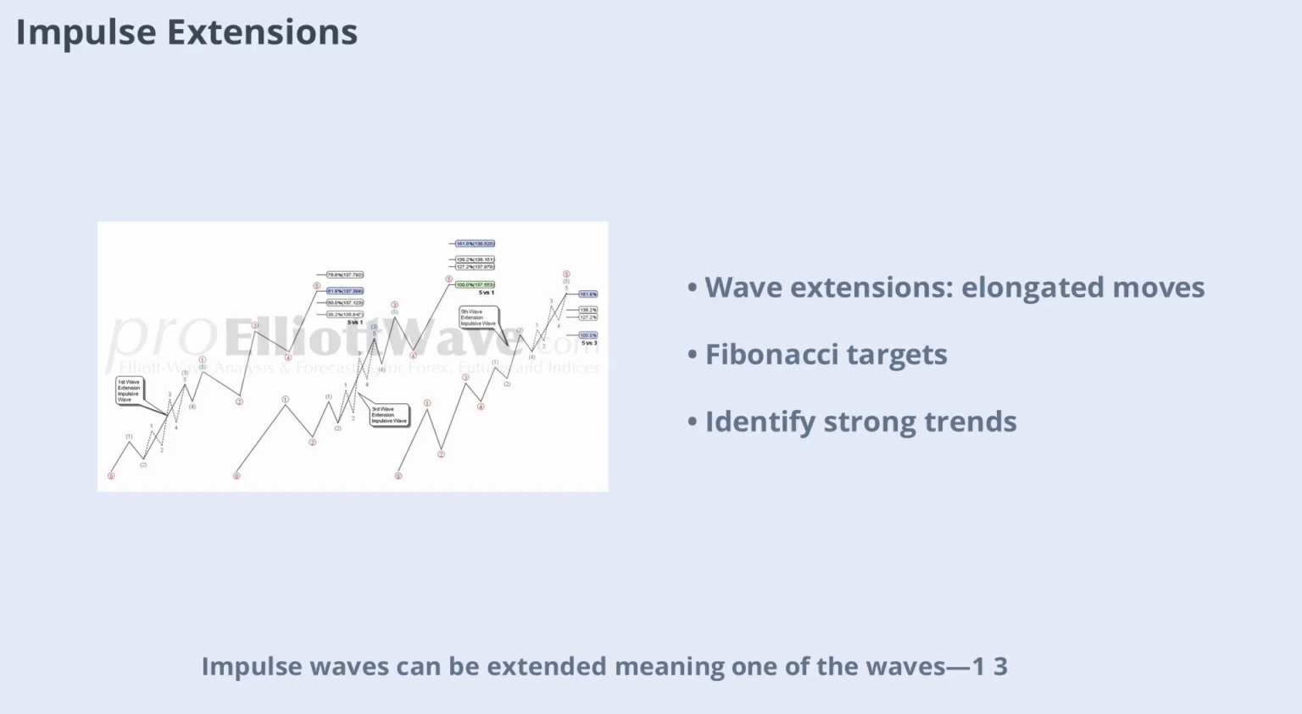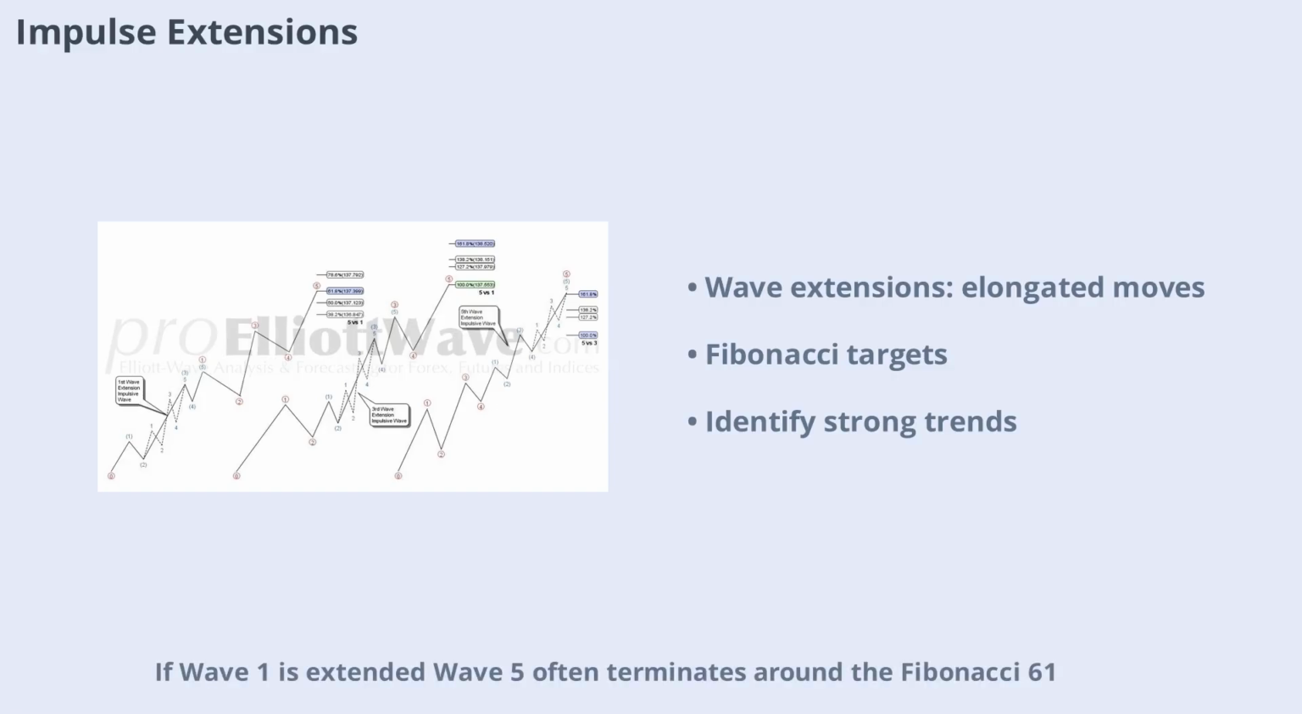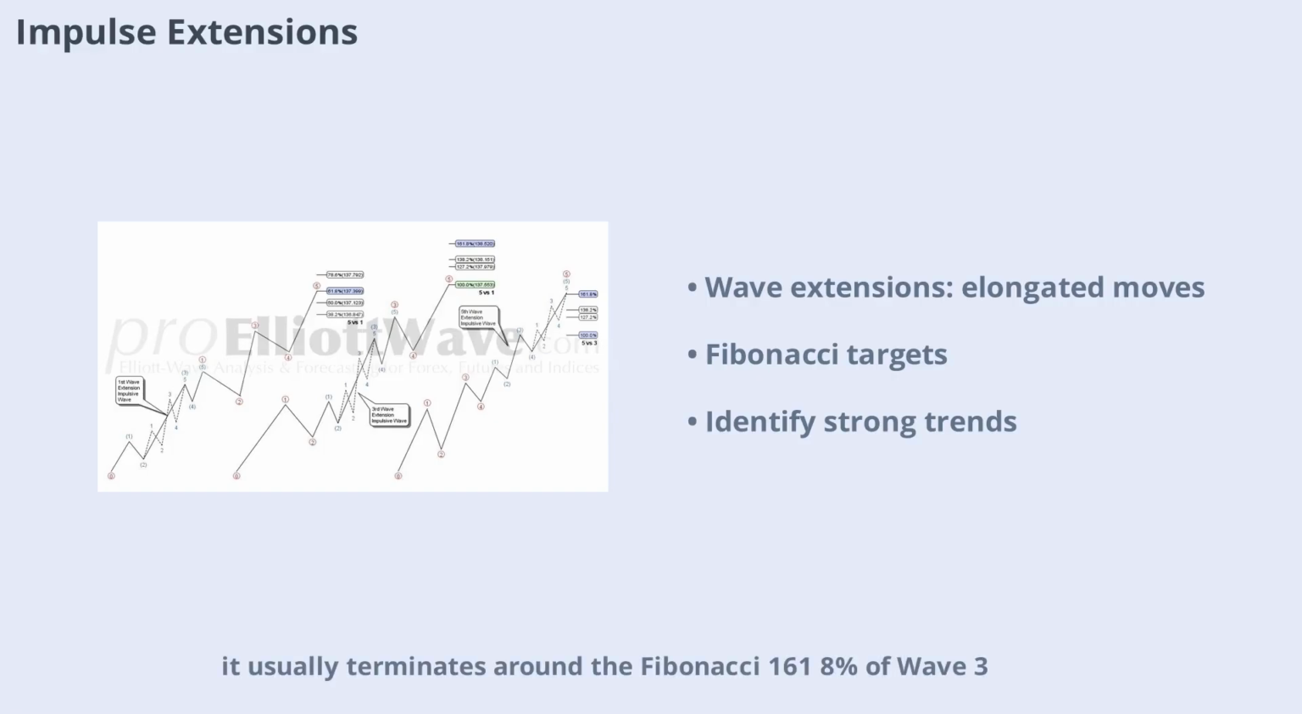Impulse waves can be extended, meaning one of the waves, 1, 3, or 5, subdivides further and becomes elongated. Usually only one of these waves is extended, but in larger cycles both waves 3 and 5 may be extended. If wave 3 is extended, waves 1 and 5 are usually proportionally similar. If wave 1 is extended, wave 5 often terminates around the Fibonacci 61.8% of wave 1. If wave 5 is extended, it usually terminates around the Fibonacci 161.8% of wave 3. Extensions exaggerate the wave structure and are important for identifying strong trends.